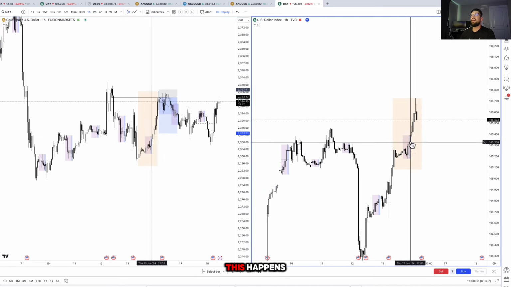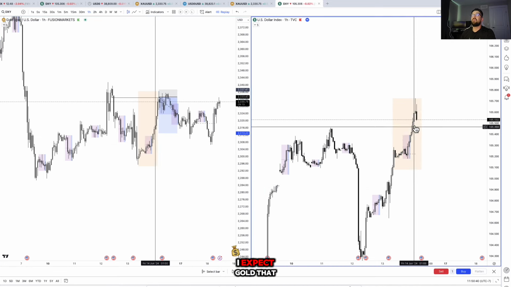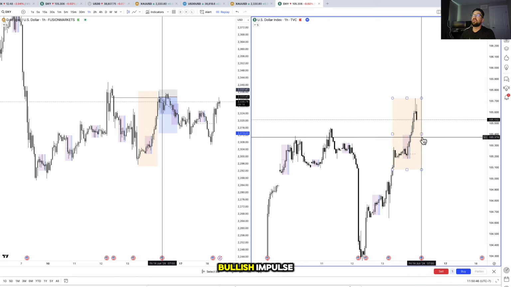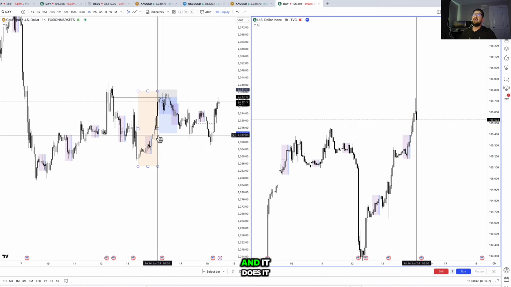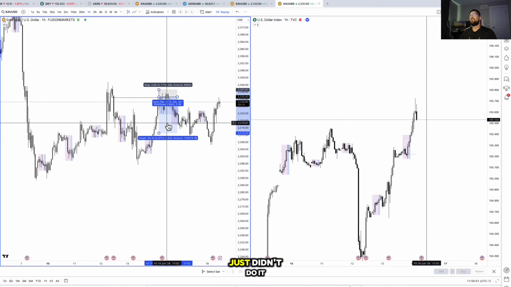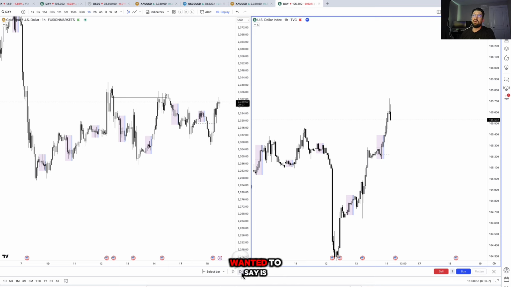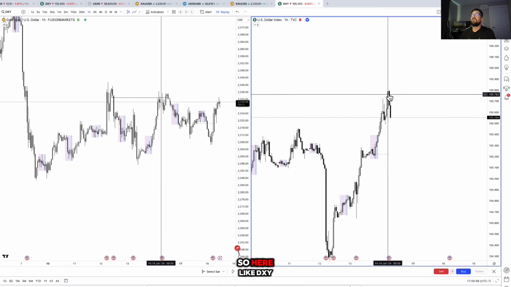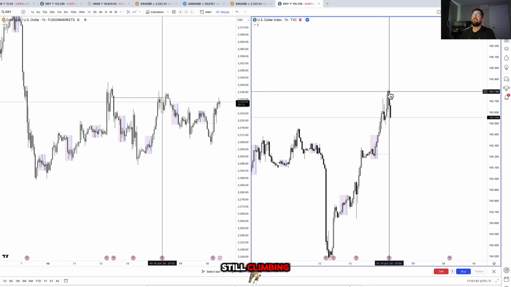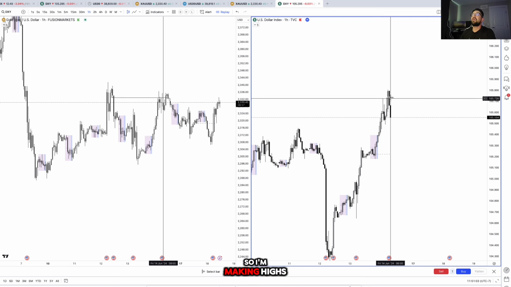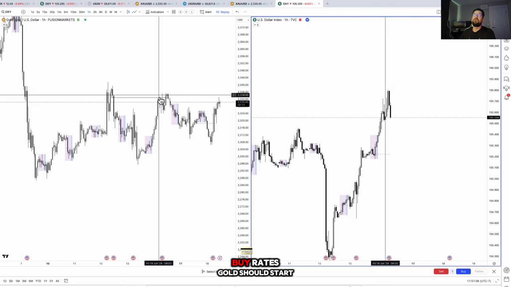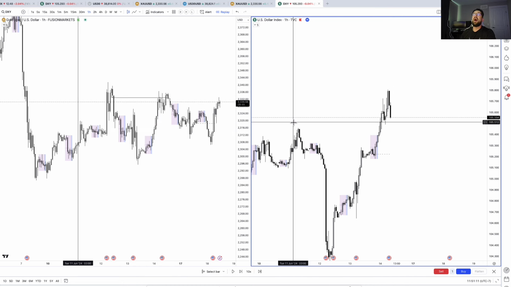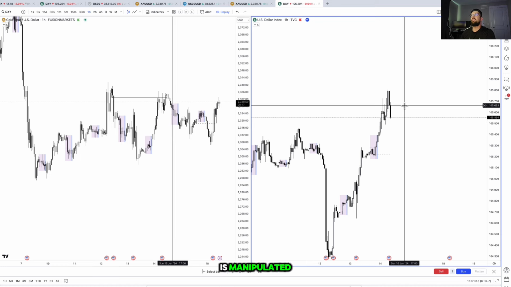But when this happens, I expect gold at any point is going to have a pullback to make up for this bullish impulse. And it does. It just didn't do it right away. And that's what I wanted to say, is sometimes it doesn't happen right away. So here, DXY is still climbing. I'm making highs on DXY. By rights, gold should start making lows if the price action is clean. It doesn't do it, which is telling me this is manipulated.